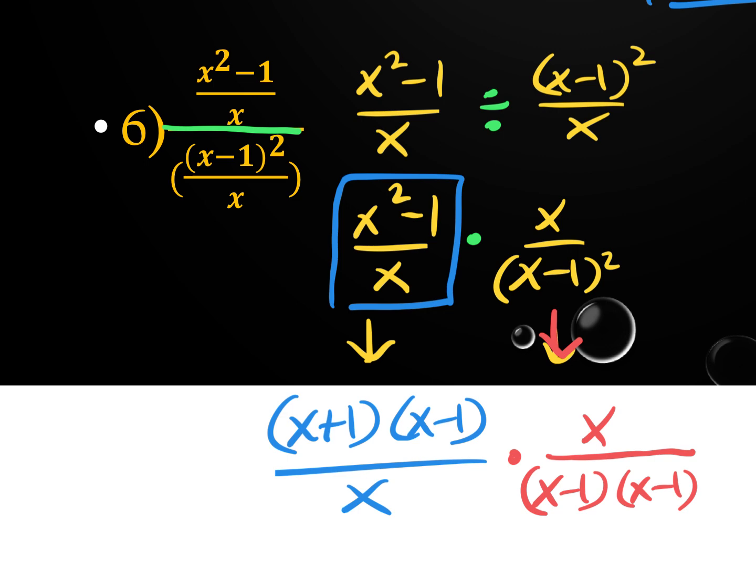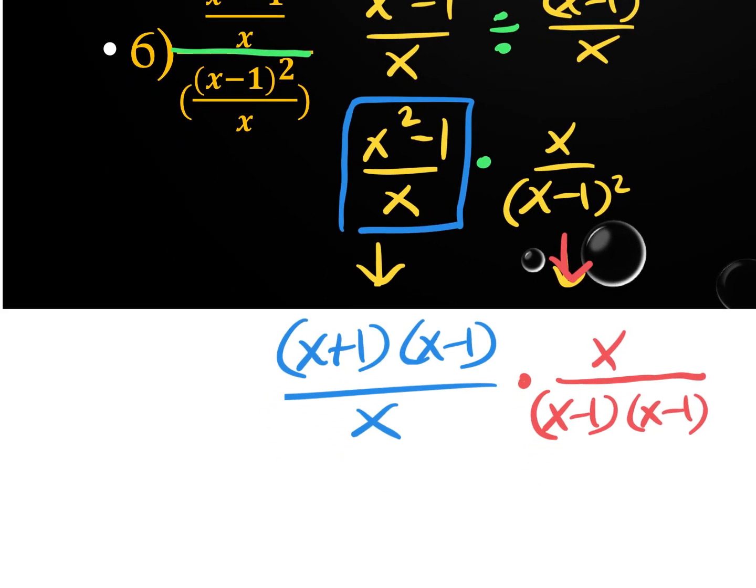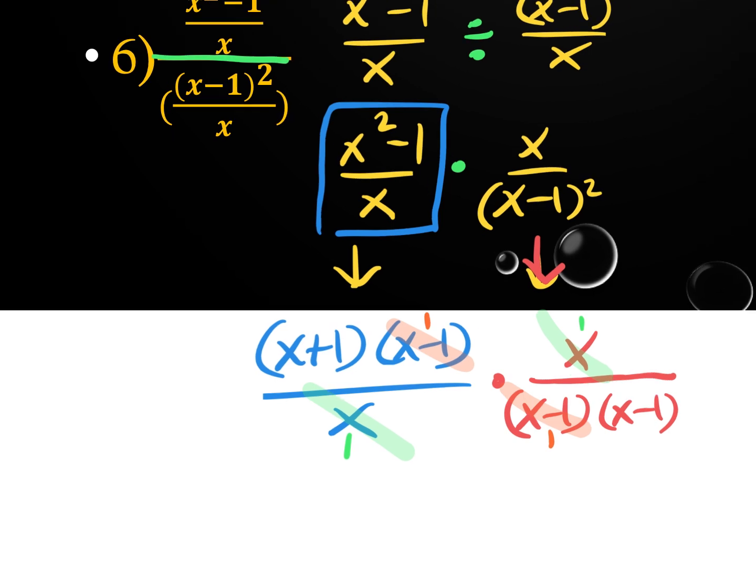So now I'm going to look for things to simplify. I can simplify my x's. These both become 1's. And then I can also simplify an x minus 1. So I can simplify this x minus 1 and this x minus 1. And again, what's left behind is a 1. And now I'm going to multiply what's left.